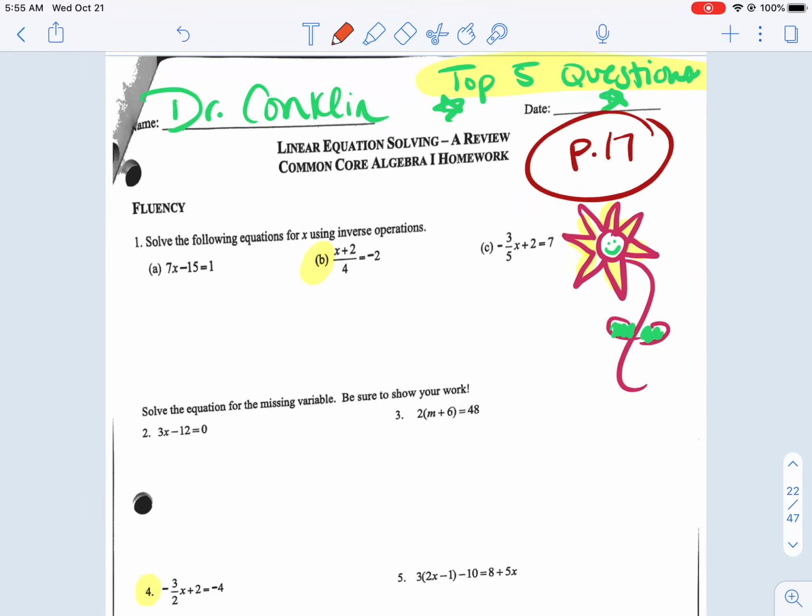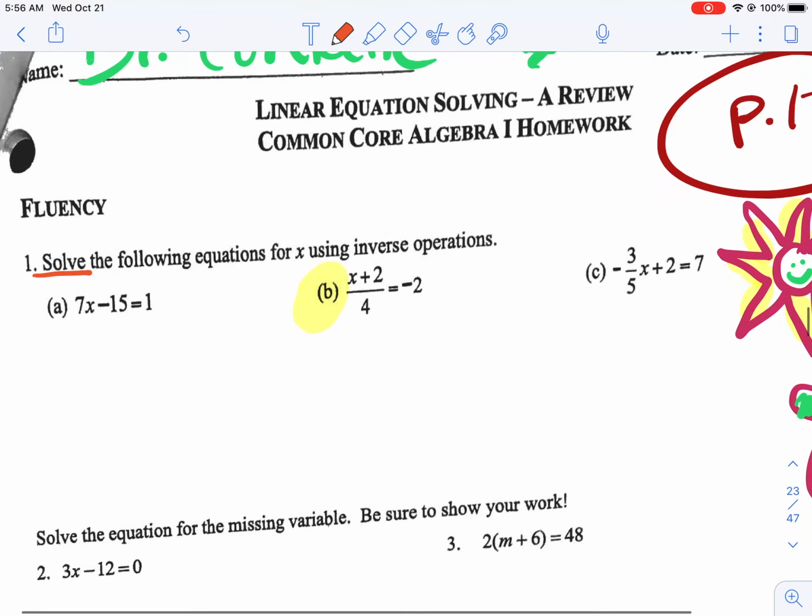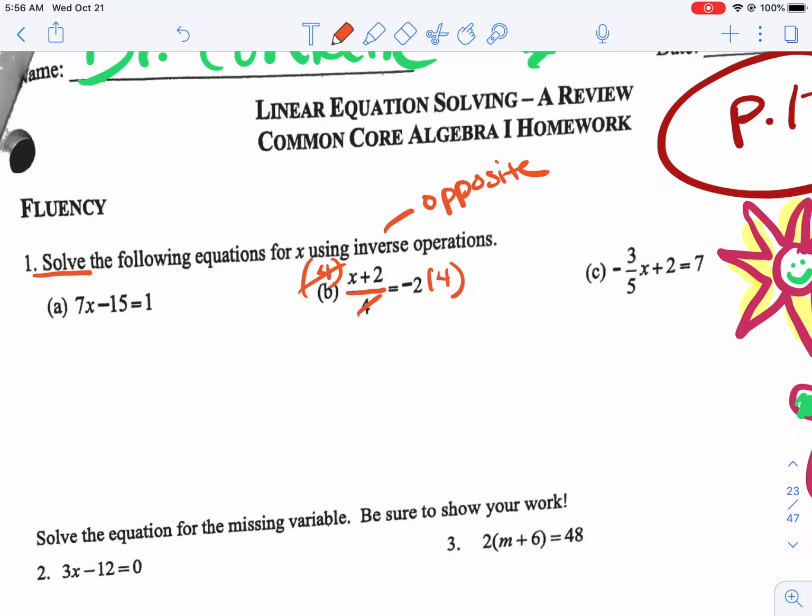So on page 17, if you look at B, it says solve the following equations for x using the inverse operation. And remember, the word inverse just means opposite. I did want to go over this one first because it has this division. The first thing we need to do is multiply both sides by 4. When we do that, we're left with x plus 2 equals, and then negative 2 times 4, again, use your calculator, you should have a negative 8. So let's go ahead and solve for x here.